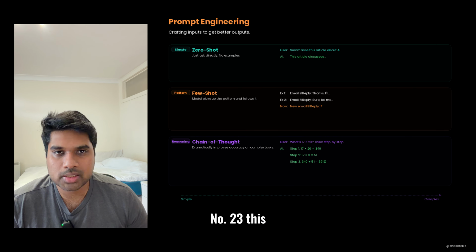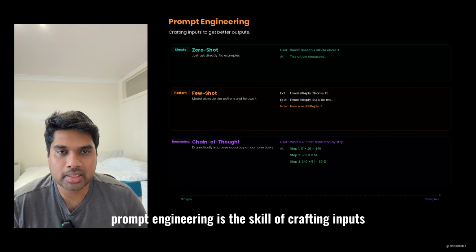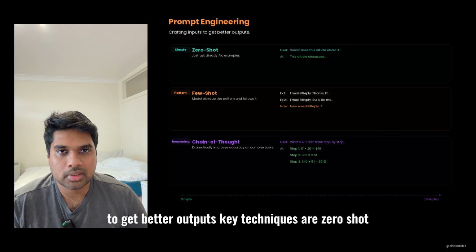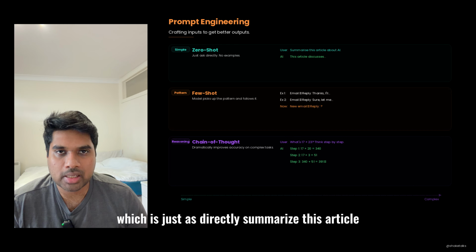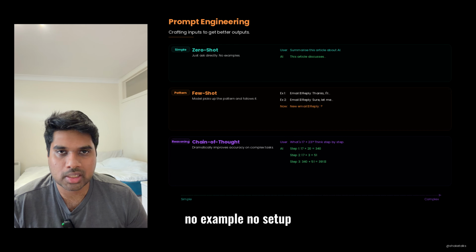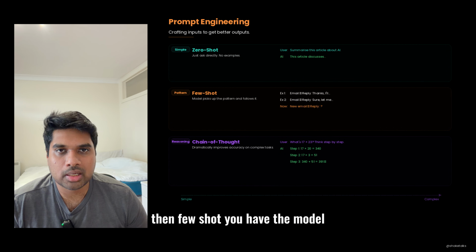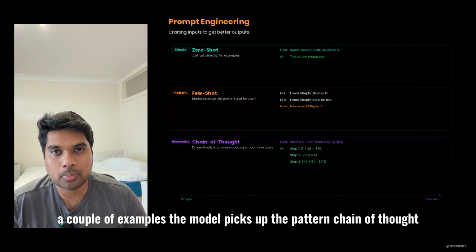Number 23 is prompt engineering, the skill of crafting inputs to get better outputs. Key techniques are zero shot, which is just asking directly, summarize this article. No example, no setup. Works for simple tasks. Then few shot. You give the model a couple of examples. The model picks up the pattern.